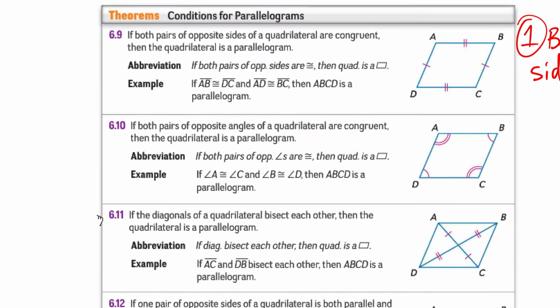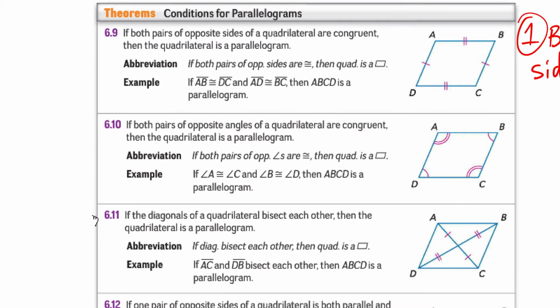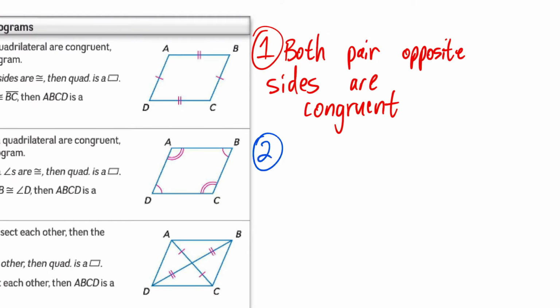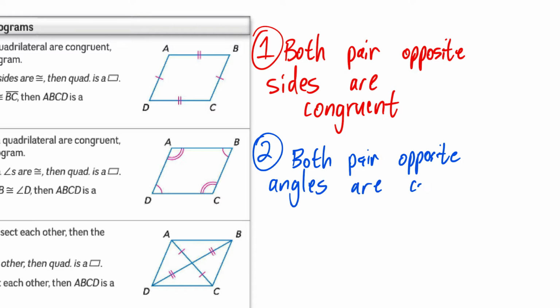Okay, the second condition is that if both pair of opposite angles of a quadrilateral are congruent, then the quadrilateral is a parallelogram. So this will be our number two condition, that both pair of opposite angles are congruent. Then we know that that quadrilateral is a parallelogram. So if both pair of opposite angles are congruent, it's a parallelogram.